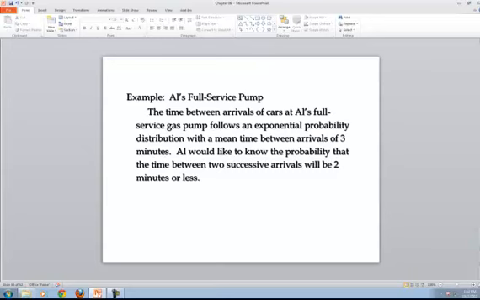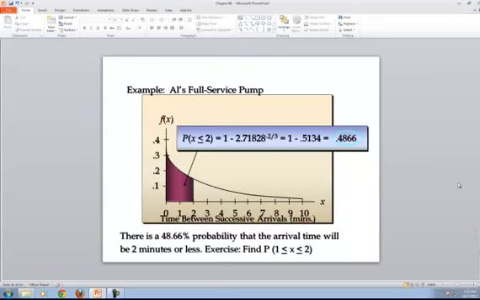Arrivals follow an exponential probability distribution with a mean of 3. Now Al wants to know the probability that the time between two successive arrivals will be 2 minutes or less. This is just the graphical illustration. And if you plug in 2 into the cumulative probability function, you will get 0.4866, i.e. there's a 48.66% chance that the arrival time will be 2 minutes or less. Now, please test your understanding of the exponential function by computing the probability that the arrival time will be between 1 and 2 minutes.